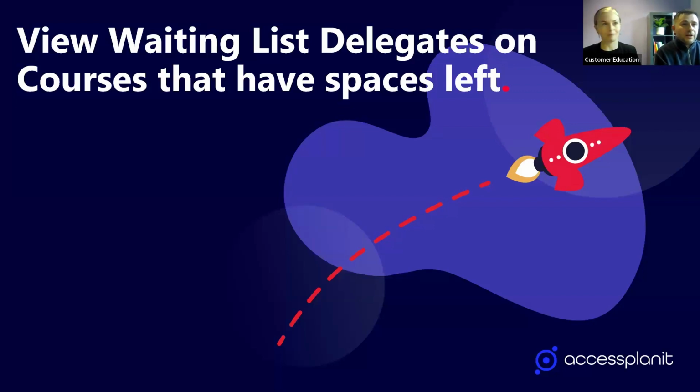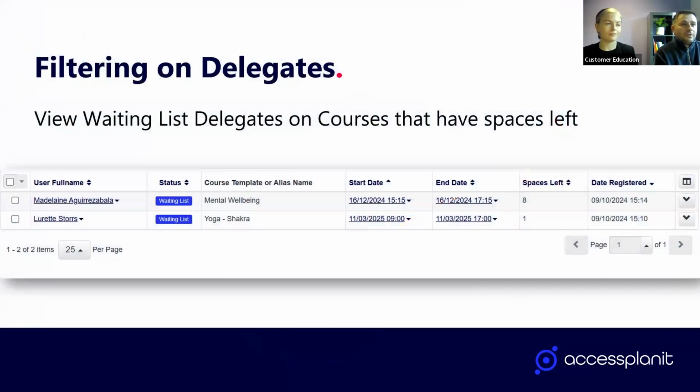So first must-have filter is to find all the delegates who are on the waiting list on a course that is running in the future, where that course now has spaces available. This filter is great for keeping a close eye on your waiting list delegates to see if they can be promoted to booked, because the space has been freed up on their course.